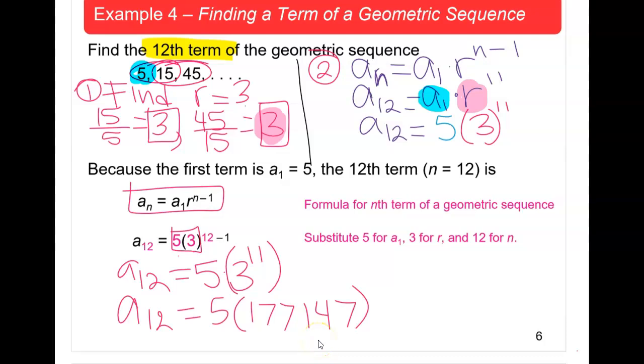This video is the second part of section 9.3 Geometric Sequences in Series. I had an issue with my microphone, so I had to stop recording.